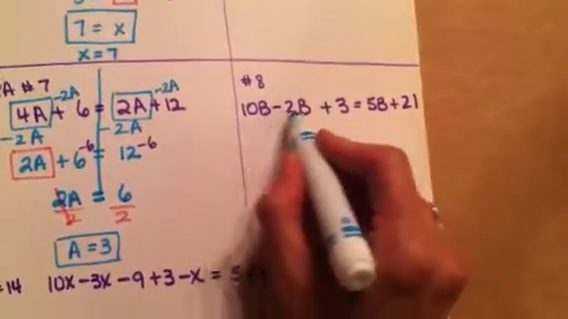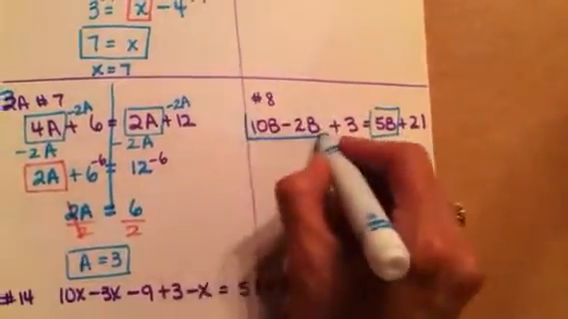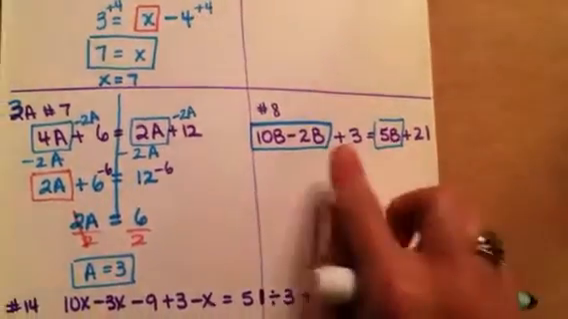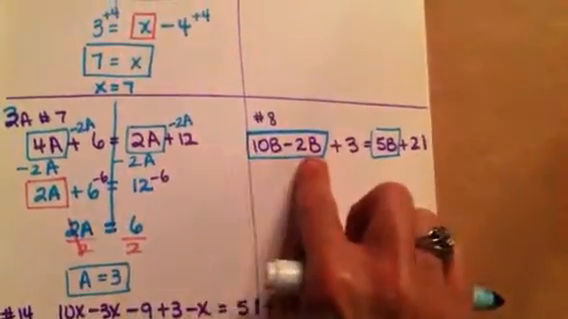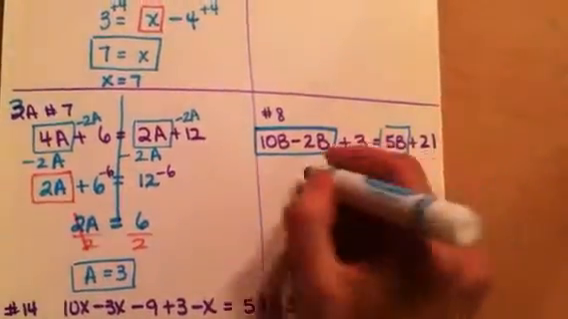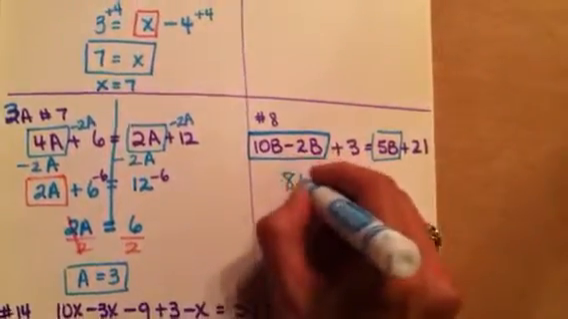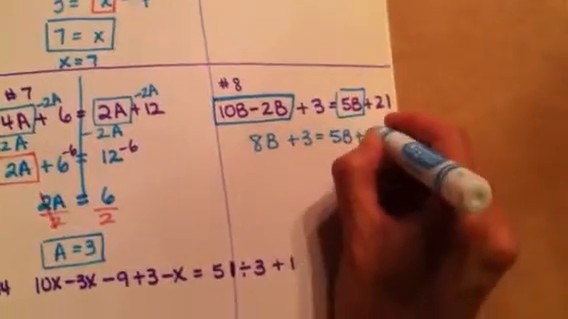Now I've got this problem. I see B's all over the place. I'm like, ooh, look, there's a variable. And I've got some over here. So what we'd probably want to do, this is on the same side of the equals. They're on the same side. Just go ahead and combine those. What is 10B minus 2B? 8B. So I'm going to say, okay, so this is my first step. And yes, I want you to show that.